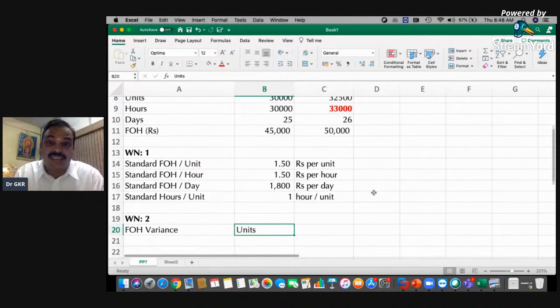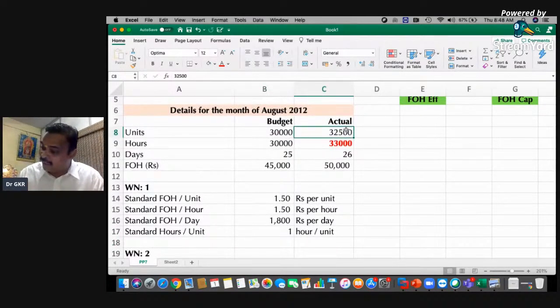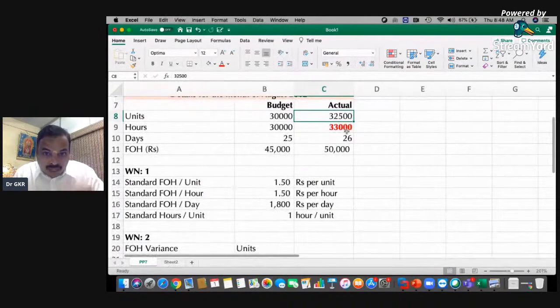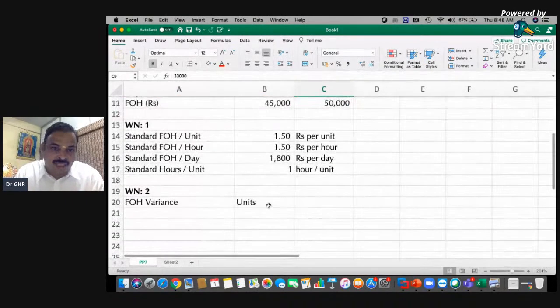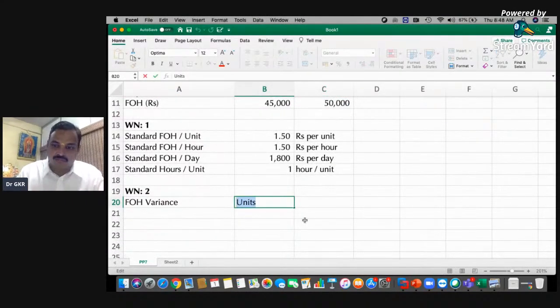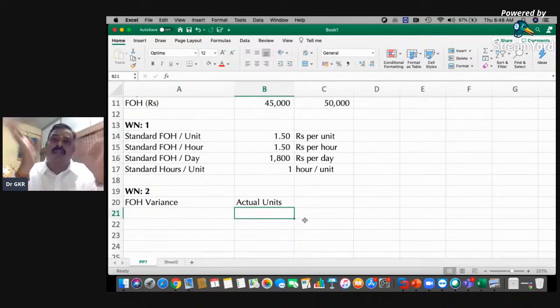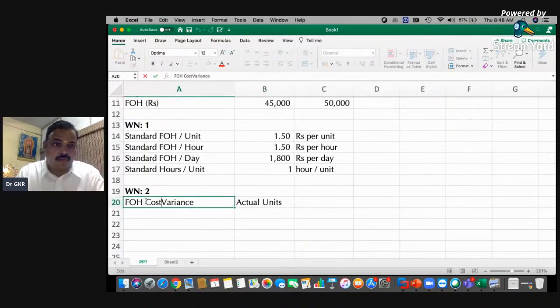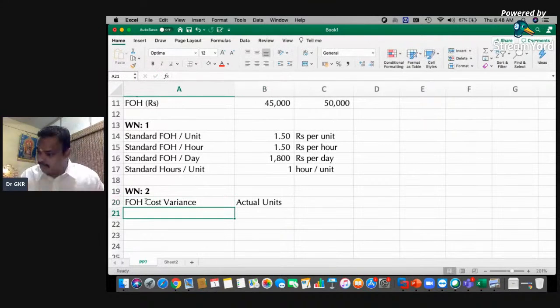Now, units. How many units have you actually manufactured? Output is 32,500. So for 32,500, you have spent 33,000. Remember, guys, actual units. Any total variance, whether you call it fixed overhead cost variance or total fixed overhead variance, whatever name you give, it doesn't matter. This is the total variance.